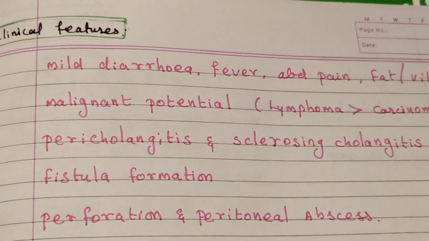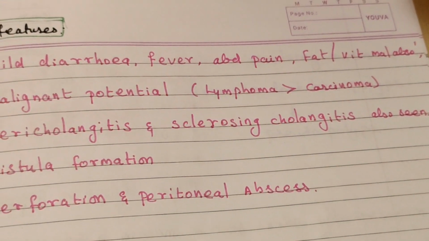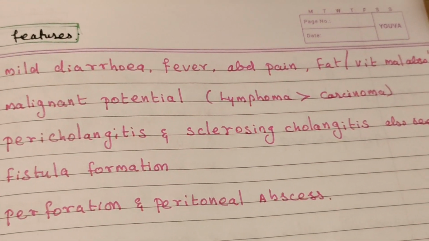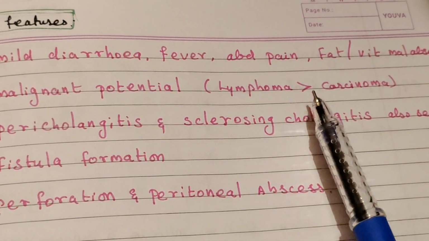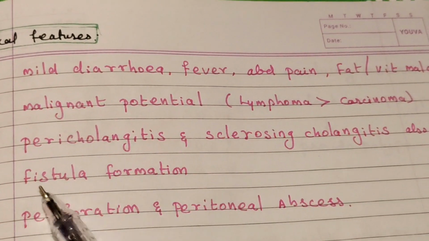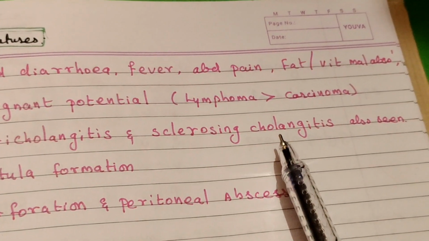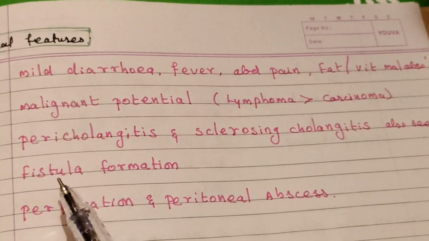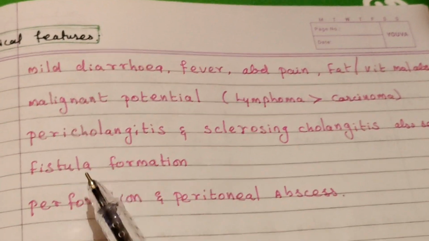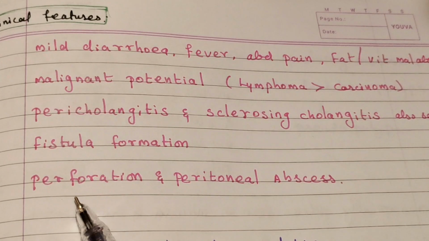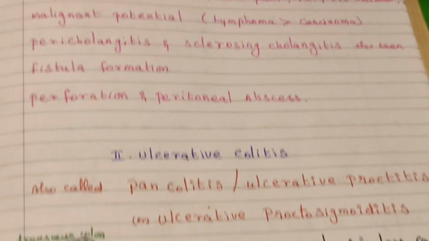Clinical features of Crohn disease: mild diarrhea, fever, abdominal pain, fat and vitamin malabsorption, malignant potential, with lymphoma more predominant compared to carcinoma. Then pericholangitis and sclerosing cholangitis are also seen. Complications are fistula formation, perforation, and peritoneal abscess.